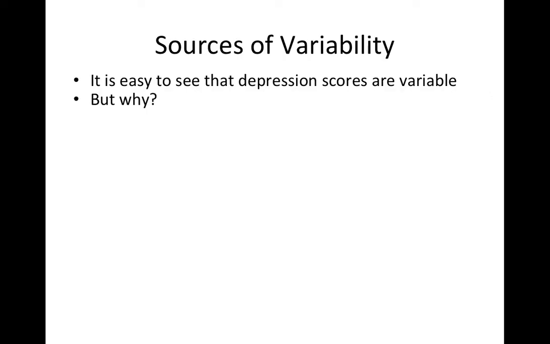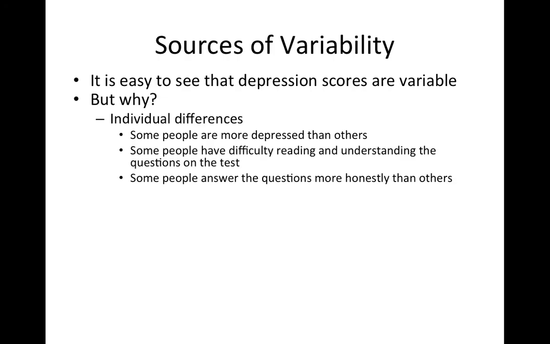Now, it's easy to see that depression scores are different, but why are they different? Well, one of the sources of variability in these depression scores are what we refer to as individual differences. Some people are just more depressed than others. That's a source of variability. That's why these depression scores are different from one another.